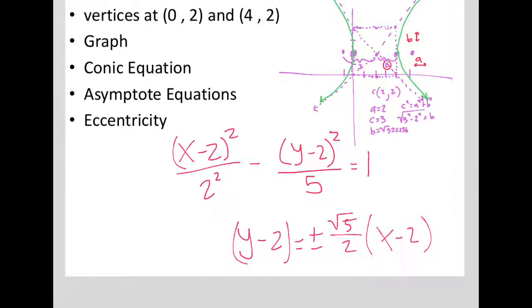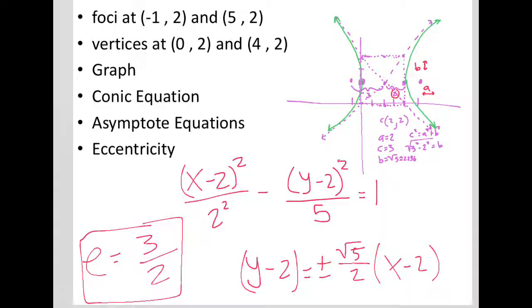There we have that. So we need to write the eccentricity now, which is c divided by a. c is 3, a is 2, eccentricity is 3/2. And we are done. So, pause on this and discuss it as a group if you need to, and then in a moment I'll give you another problem to do.